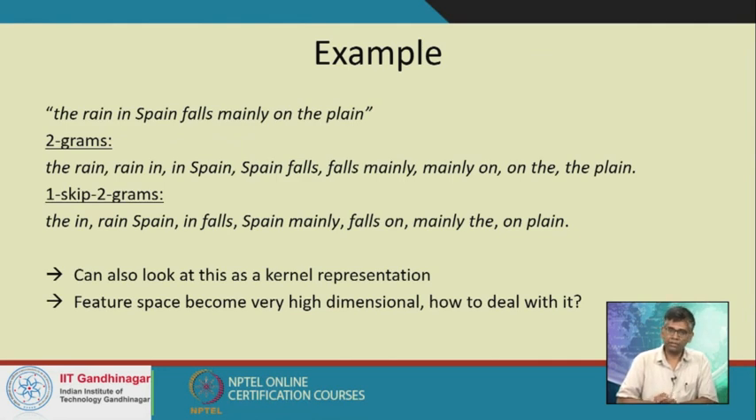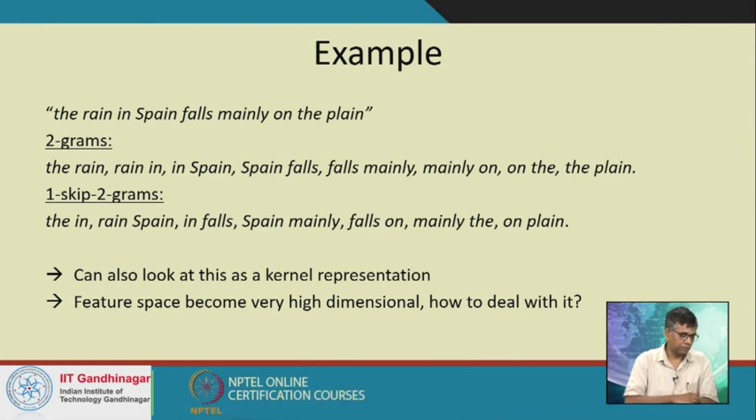Let me give an example of bigrams and n-grams. Here is the sentence that we have: the rain in Spain falls mainly on the plain. The unigrams in this particular document would be the individual words: the, rain, in, Spain, falls, mainly, on, the, plain. The 2-grams would be the rain, rain in, in Spain, Spain falls, etc. And what you can easily see is that by looking at these n-grams, you're getting a better idea of what the document is about.